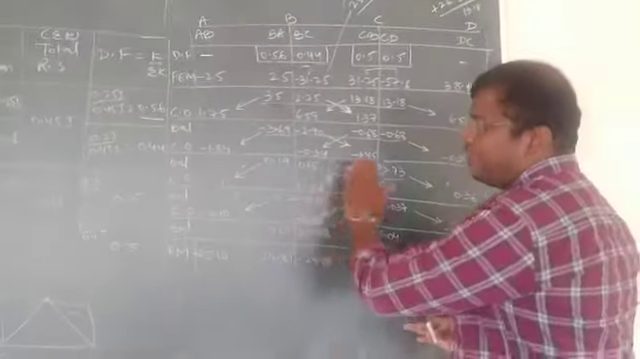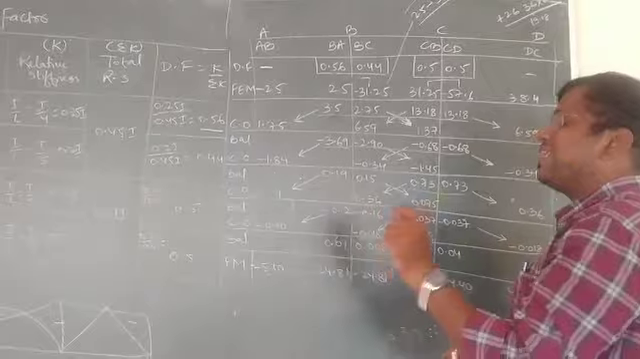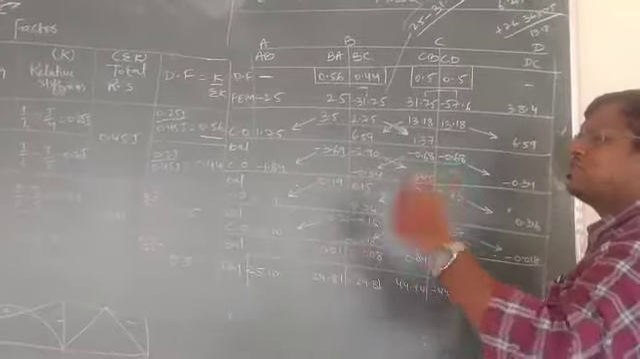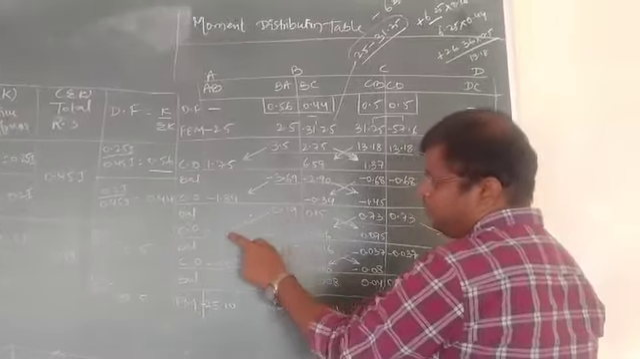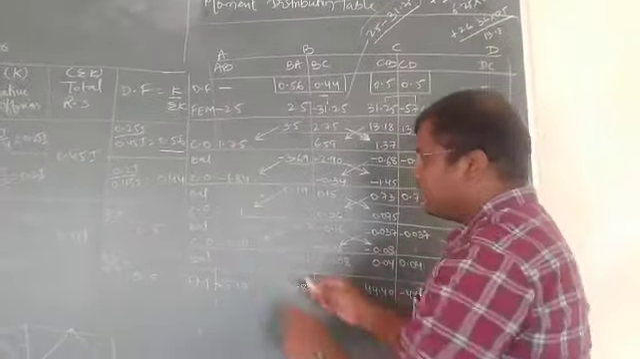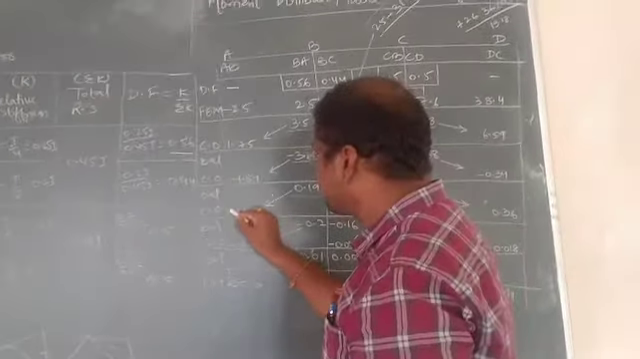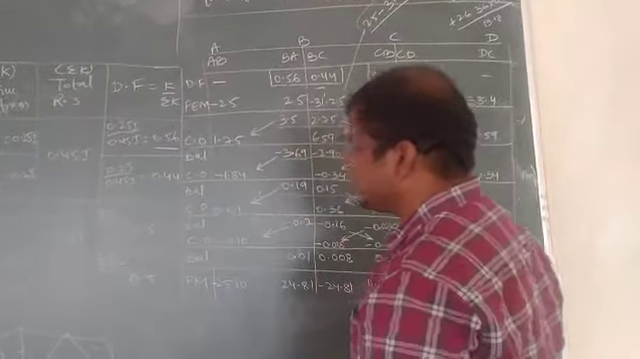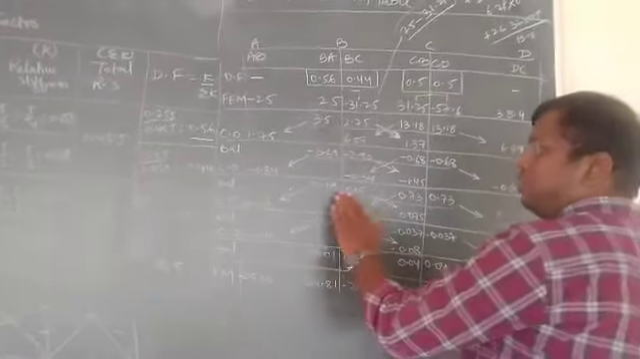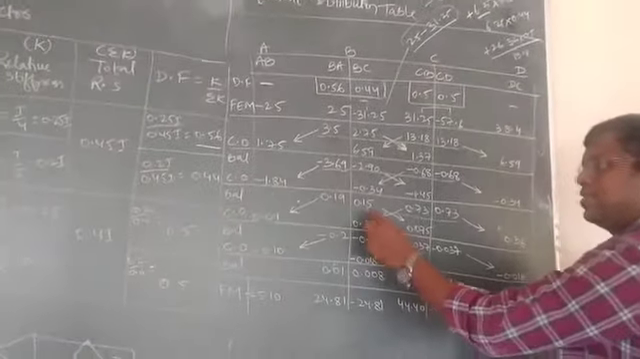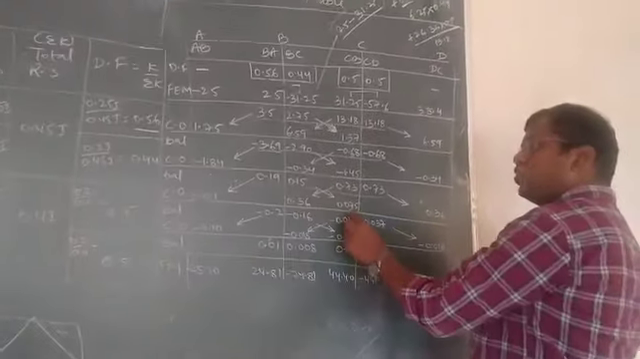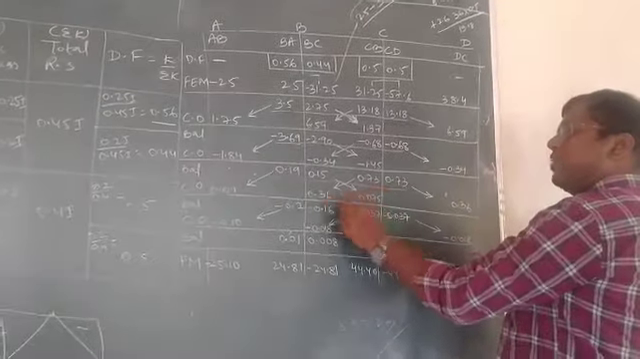But the thing is, we need to do the iterations unless and until we get a 0.01 value. Okay, now half of this has to be carried over because A is fixed. Whenever our far end is fixed or continuous, we need to carry over half of this. So it is 0.09. Similarly, half of this 0.15 is 0.075. Half of this 0.73 is 0.36.